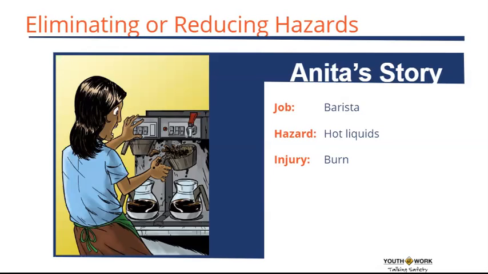She went to the emergency room for treatment. Anita had to cut down on her day-to-day activities for 3 months, and she still has sensitivity in her hand and scarring from the burn. Yeah. So, what solutions might have kept this injury from happening?